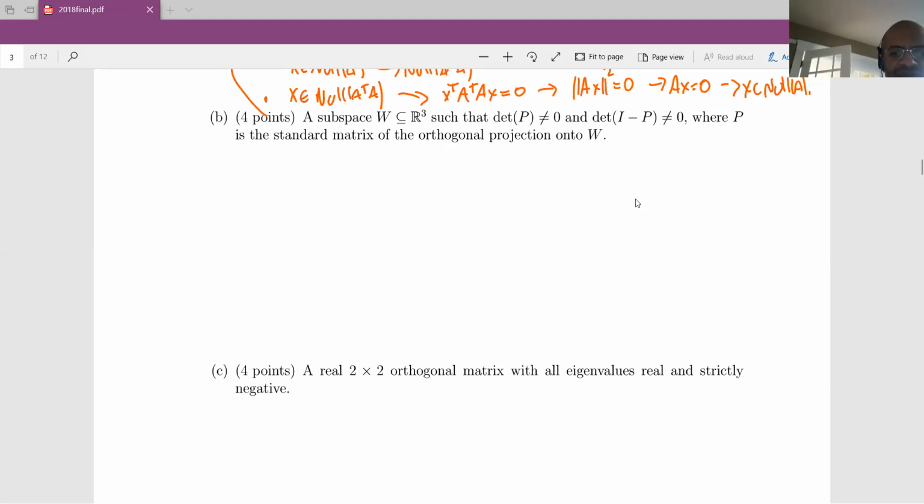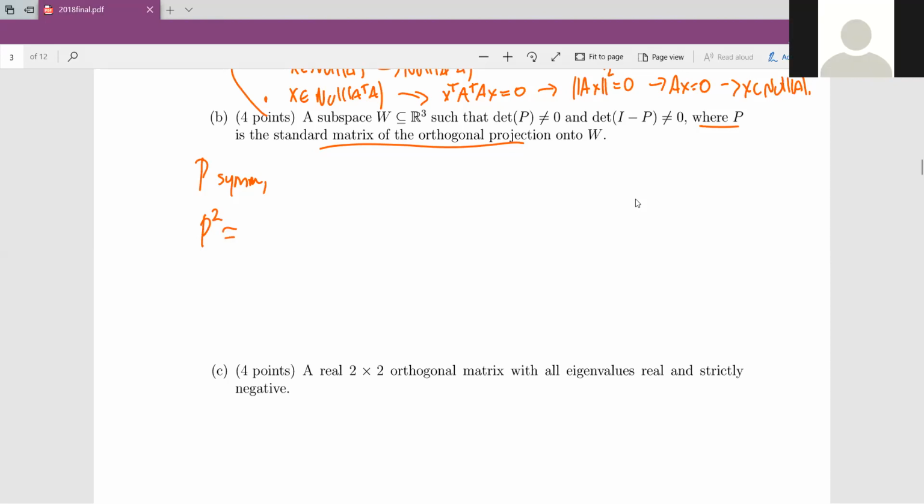So what do we know about the standard matrix of orthogonal projection? We discussed it already in the true-false, right? Symmetric. Do you know anything else about it? Invertibility, eigenvalues, etc. P squared equals I? P squared doesn't equal I. Oh, sorry, P squared equals P, right? Yeah, okay, that's very useful actually. So what does that say about its eigenvalues?